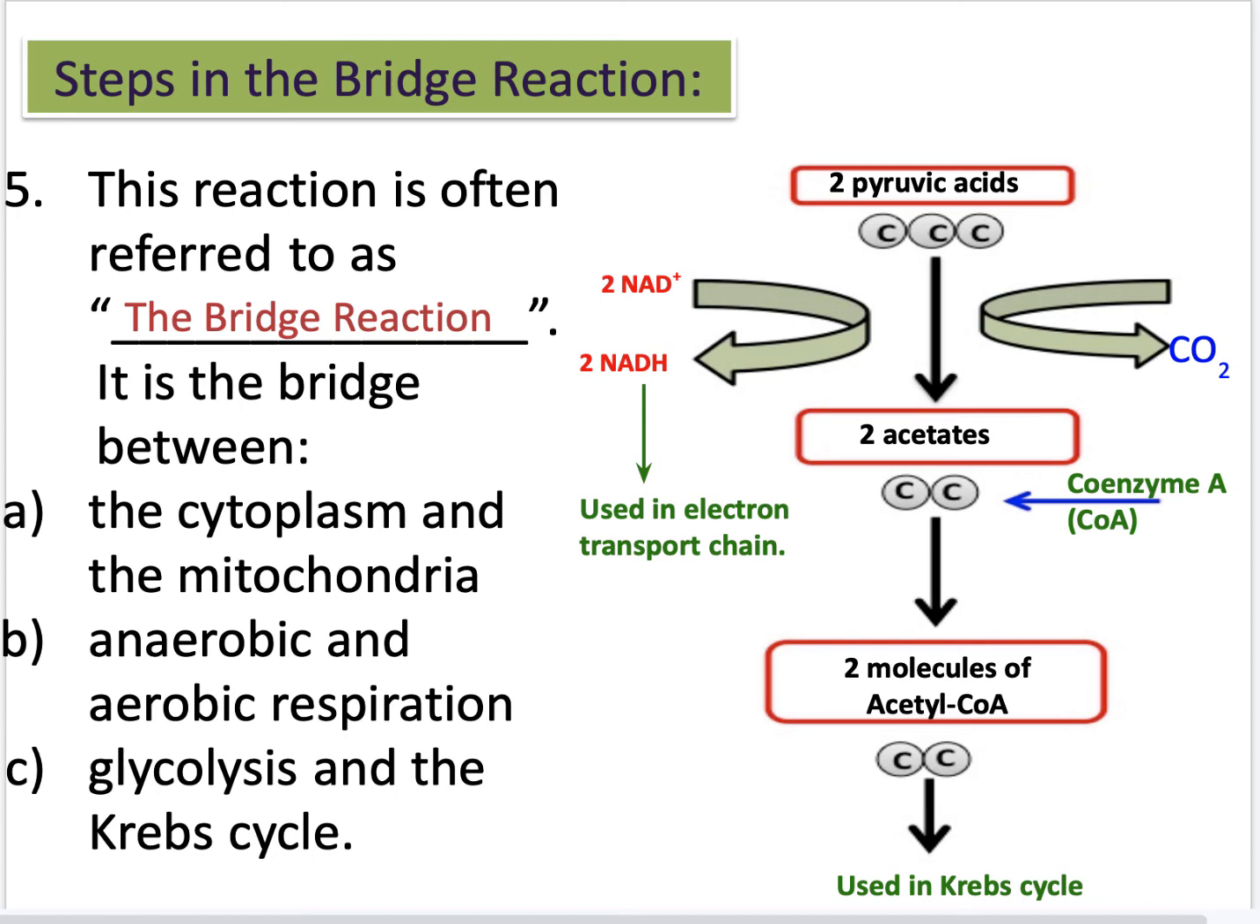So what I really would like you to know here, well, not the only thing, there's a couple really important things that the bridge reaction does. It takes pyruvic acid and changes the molecule into what is called acetyl-CoA, which is now able to enter the Krebs cycle. And the other big thing that the bridge reaction does is that it produces carbon dioxide gas.